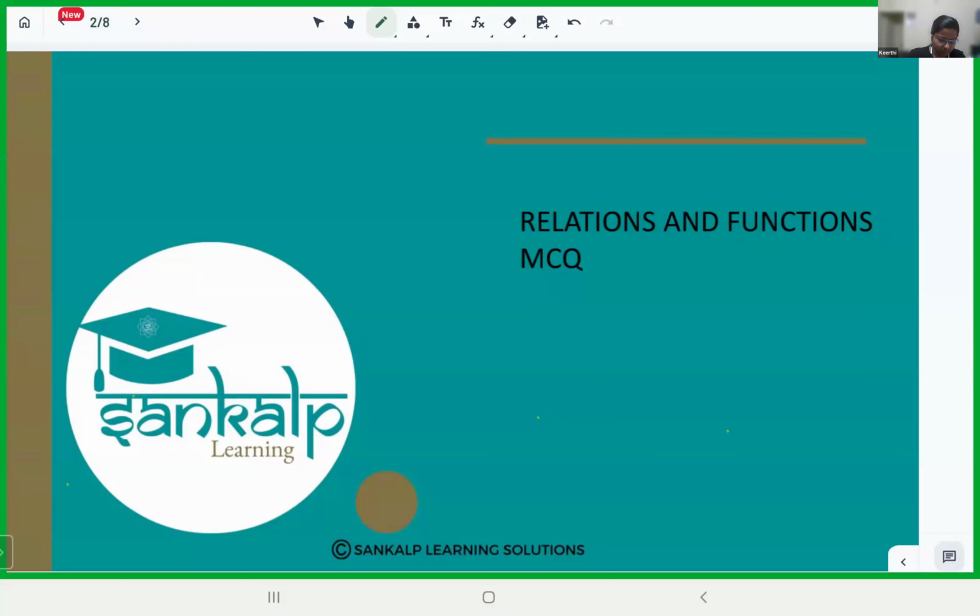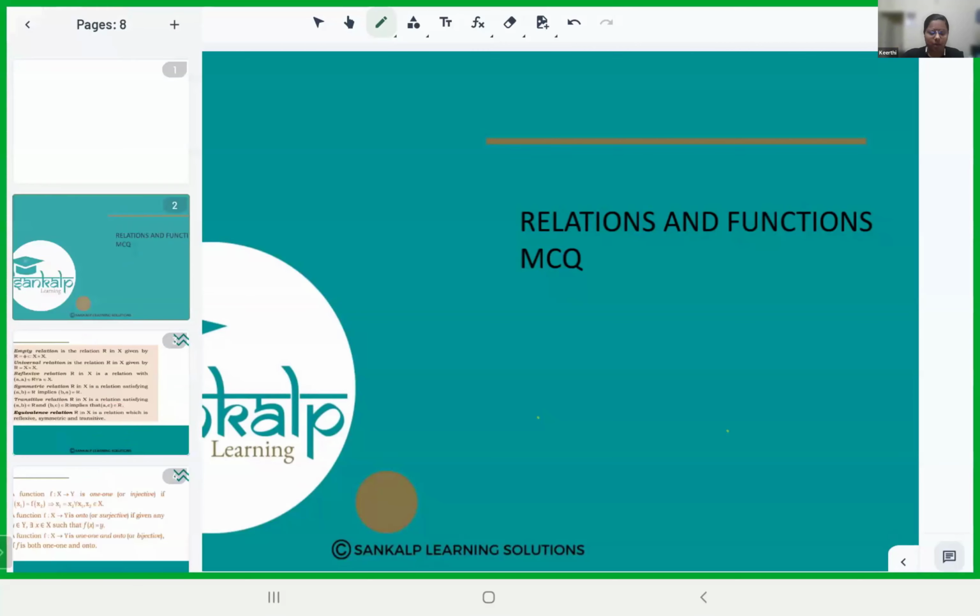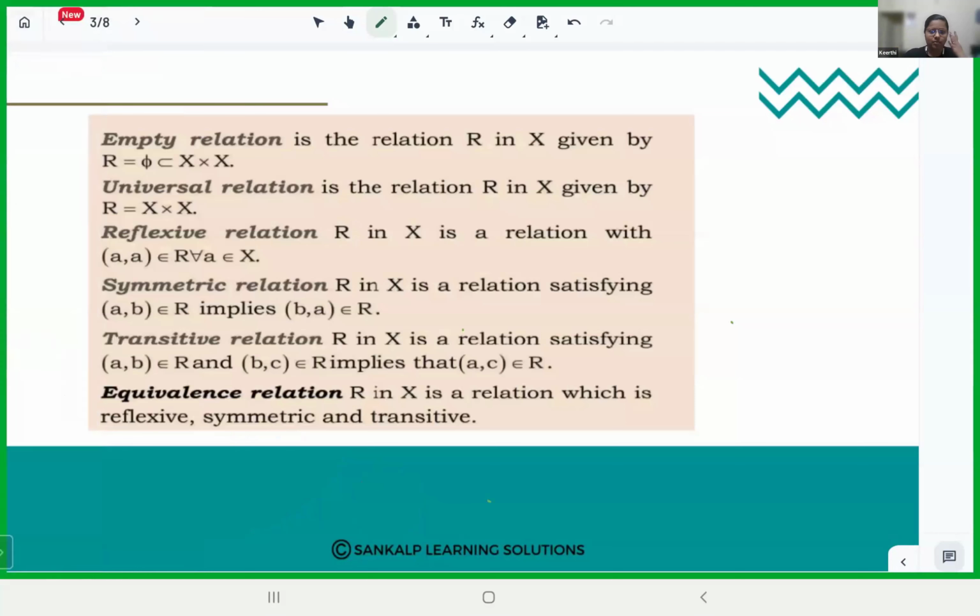what is a reflexive relation, right? First of all, we discussed what is an empty relation, and we know what is a universal relation. An empty relation is nothing but the null set phi, that is a subset of the Cartesian product. If a relation is defined on a set X, the Cartesian product is X cross X, and we know a relation is always a subset of the Cartesian product, right?